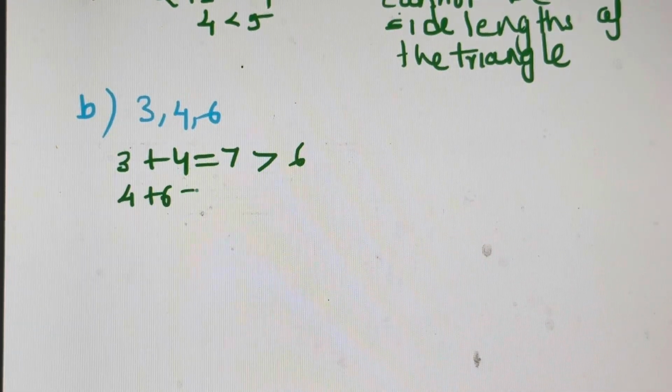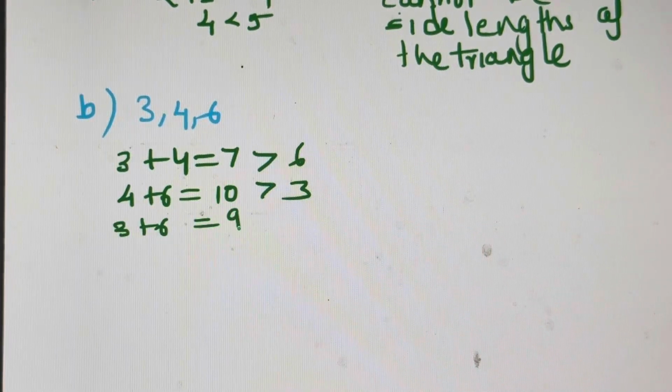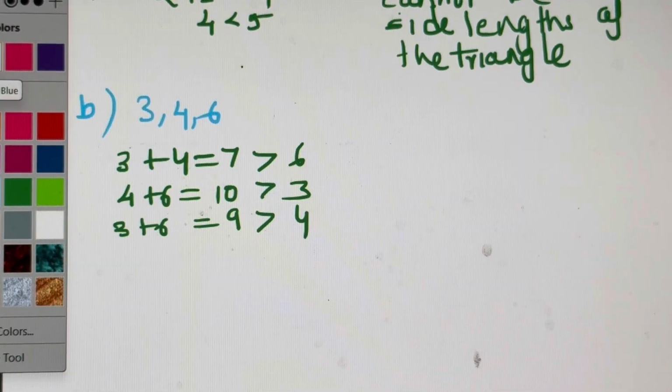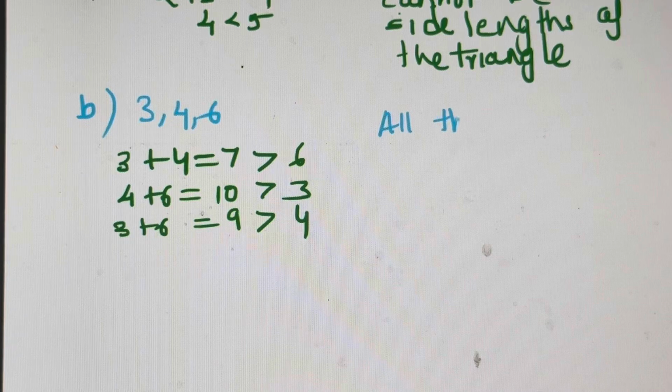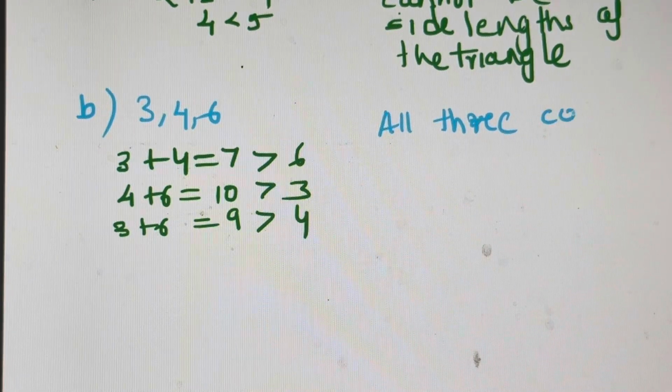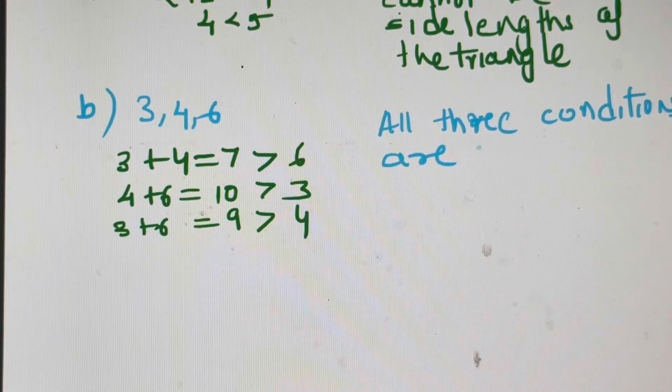4 plus 6 is 10. It's greater than 3. Then we take 3 and 6, greater than 4. Right? So here all of them satisfy, all conditions are satisfied, all the three cases are satisfied, you can say. Right? So all three conditions are satisfied.